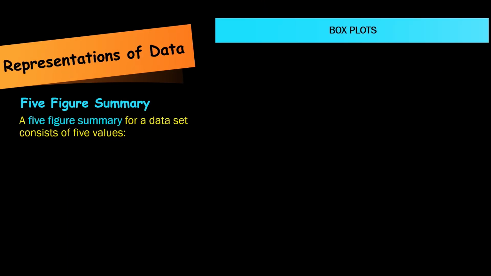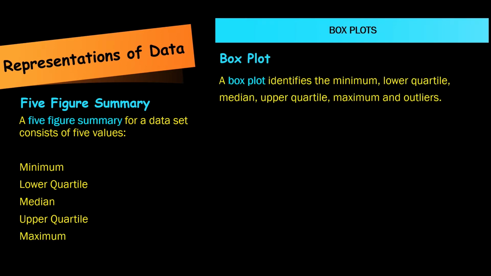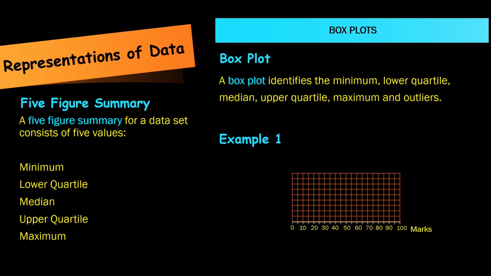A 5-figure summary for a data set consists of the minimum, the lower quartile, the median, the upper quartile, and the maximum. A box plot identifies all these values and any outliers. So let's take a look at an example. We're going to look at exam marks.